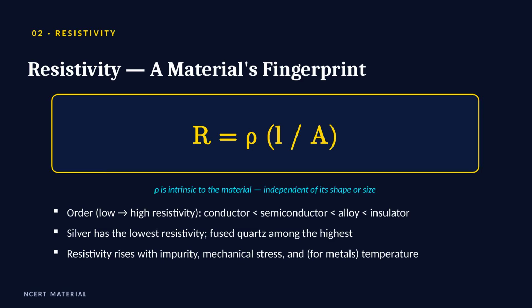If you rank materials by resistivity from lowest to highest, you get conductors, then semiconductors, then alloys, and finally insulators. Silver has the lowest resistivity of all, while fused quartz is among the highest. And resistivity increases with impurities, mechanical stress, and for metals, with rising temperature.